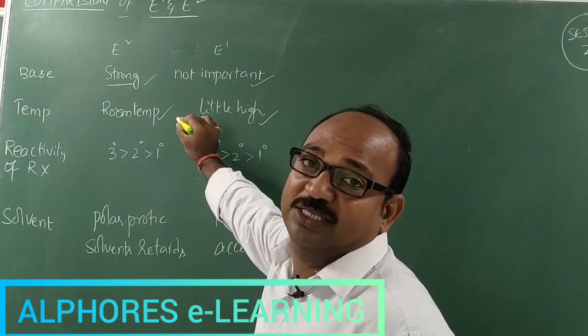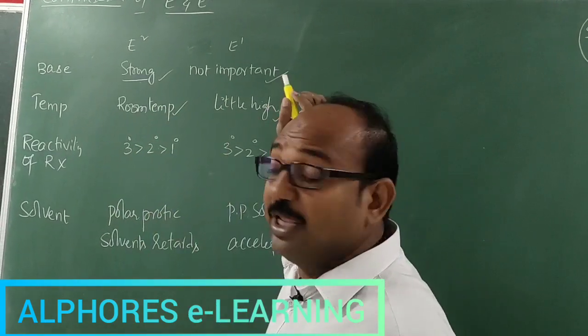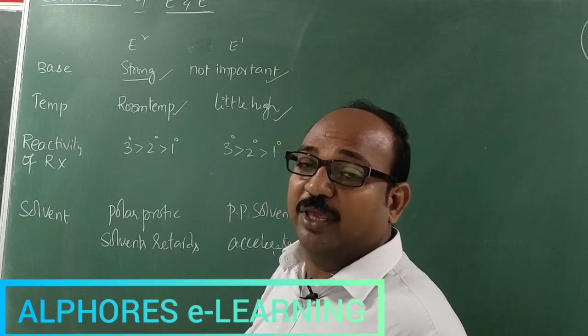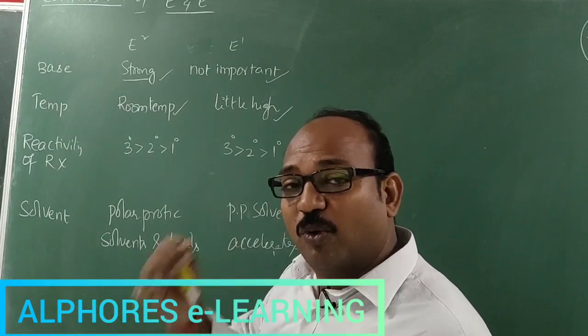So in such a case here, temperature no need to provide much more. But in case of E1 elimination, what happened? First step is bond breaking, formation of carbocation. So for that we need to provide temperature.